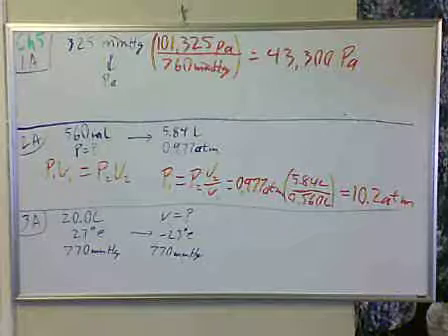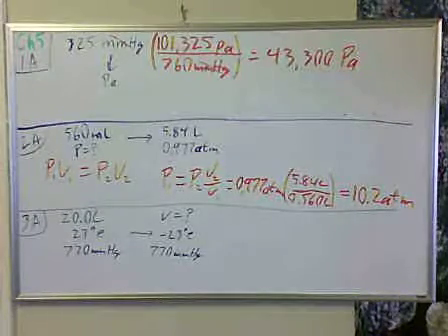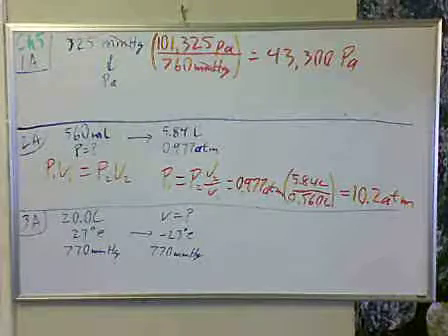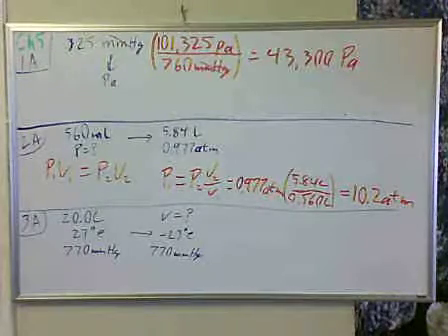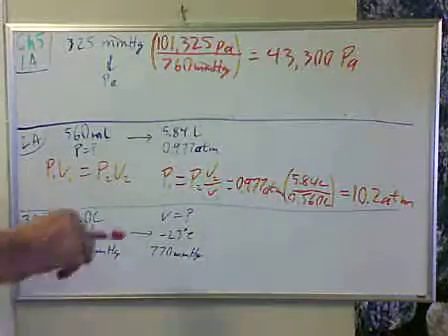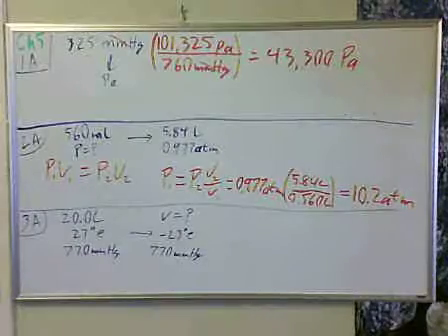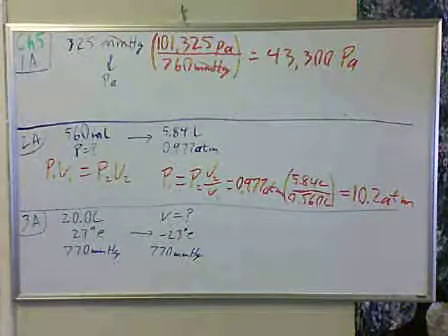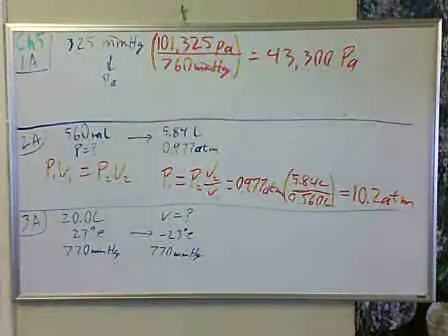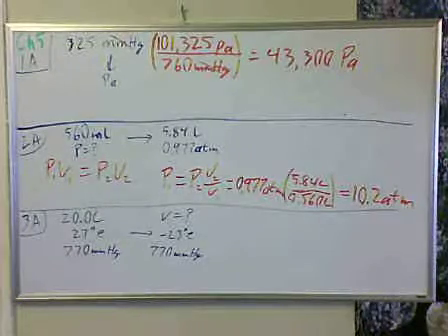On the next problem, we have a volume at 27 degrees Celsius and 770 millimeters mercury. We decrease the temperature to minus 23, and we want to know what the new volume is. The pressure remains constant. If the pressure remains constant, we don't need that in our equation. So we're just looking at temperature versus volume.